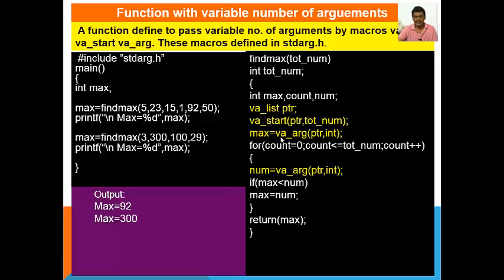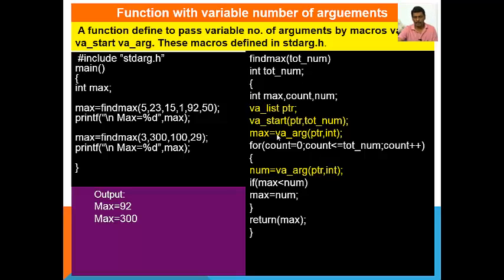So max equal to va_arg. max is an integer variable, that is a local variable. va_arg ptr comma int. This is also max. The main function also has one variable max, and the find_max function also has max as an integer variable. But this location differs from that location. This max has an individual location.